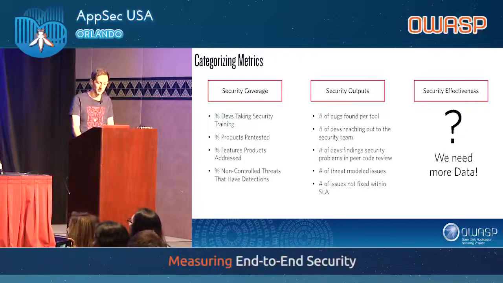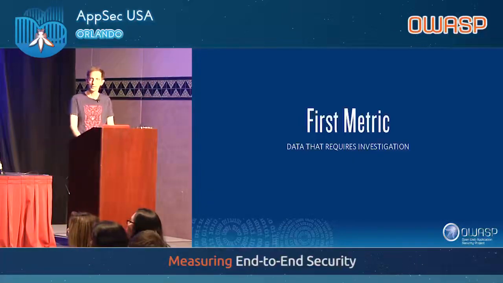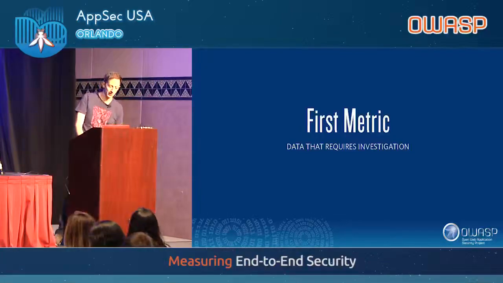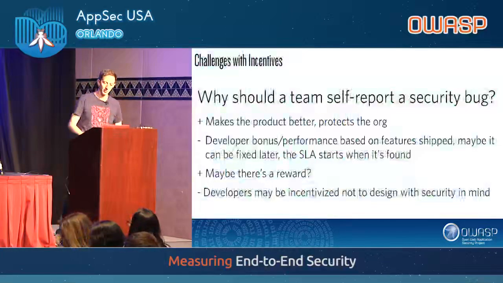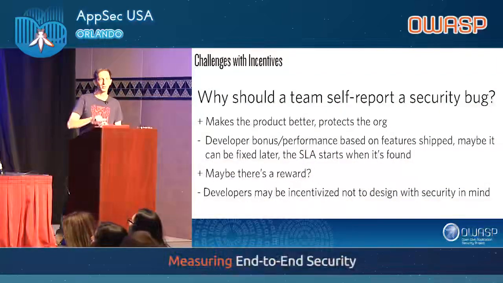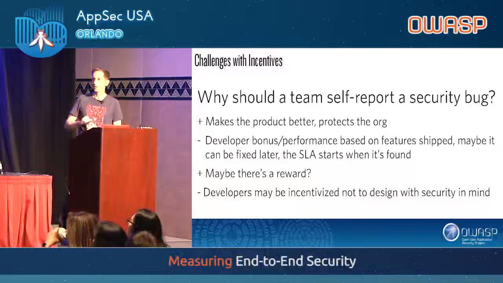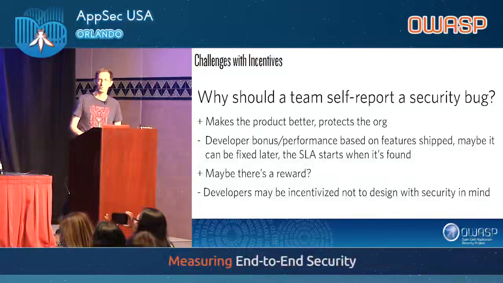So to illustrate this, we're going to take a stab at our first metric. And this is a conversation that came up as well: why should a team self-report a security bug? We have 50 teams, they're working on features. Why should they self-report a security bug?